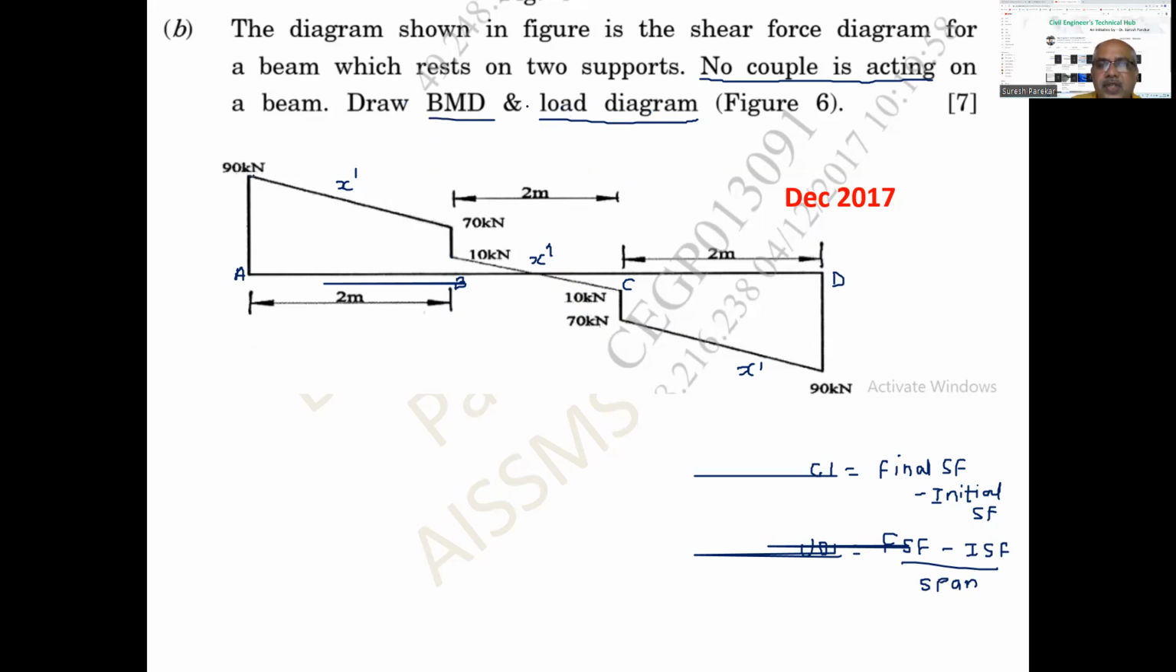So daily we are going to do two problems. One problem is to draw SFD and BMD. Another is, from the SFD, to draw the load diagram and BMD.